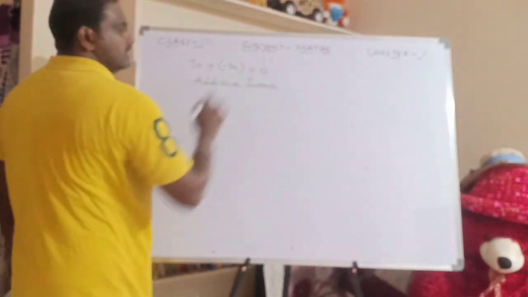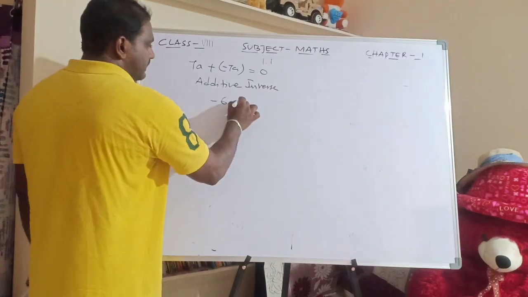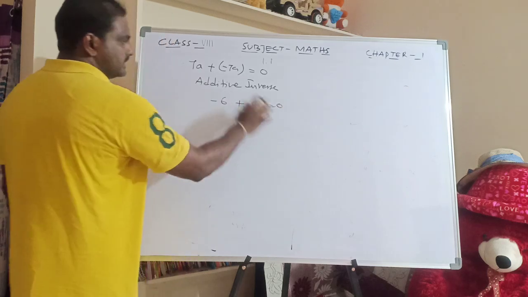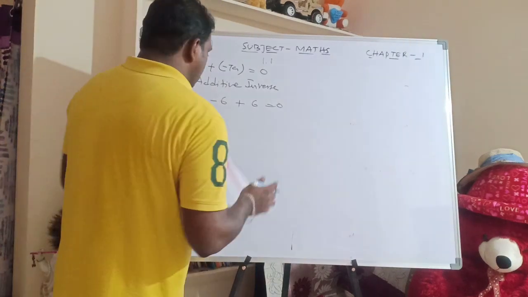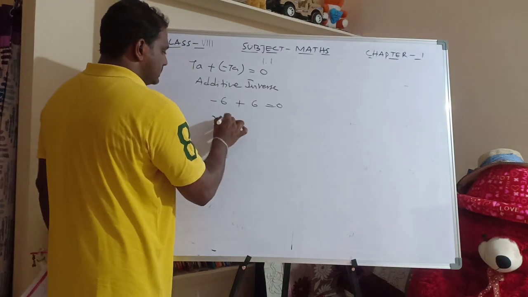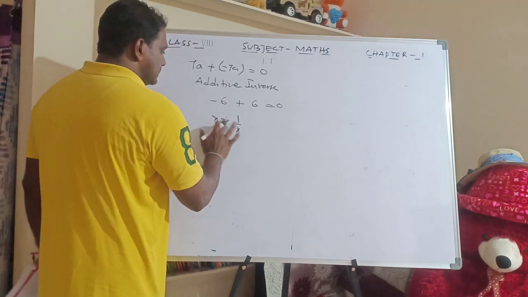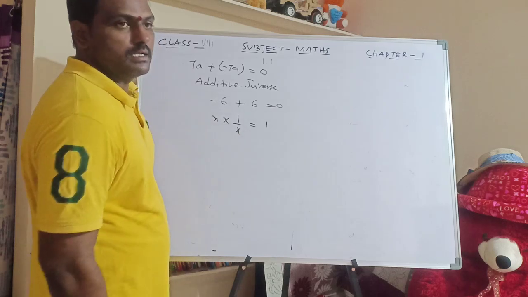That is the property. Suppose minus 6 is there. What is its additive inverse? 6. If we add these two, I will get 0. This is called the additive inverse property. Then next, one more example: x into 1 by x is equal to 1 is given.